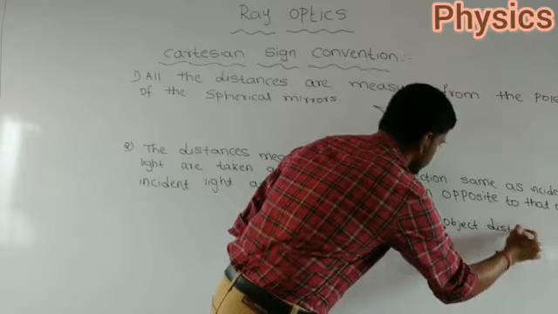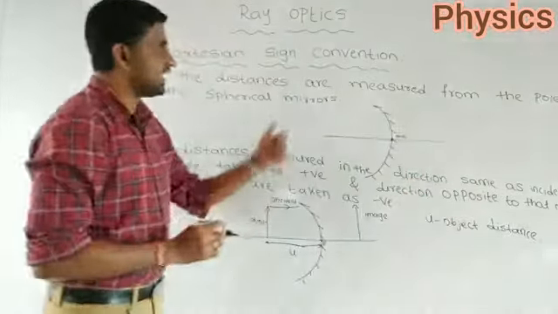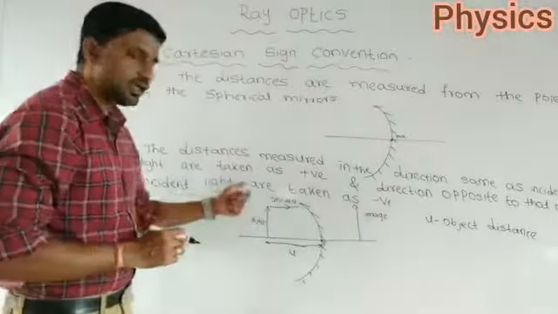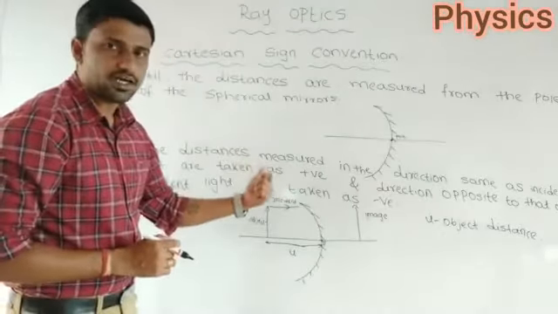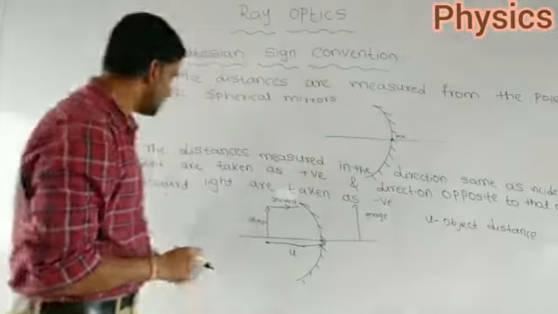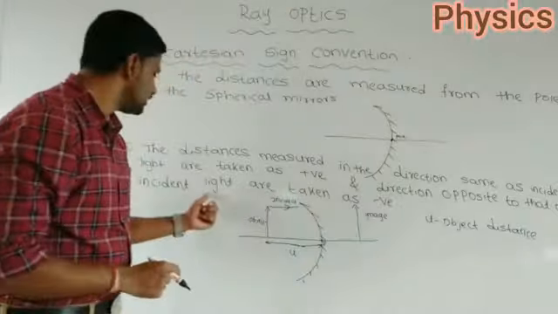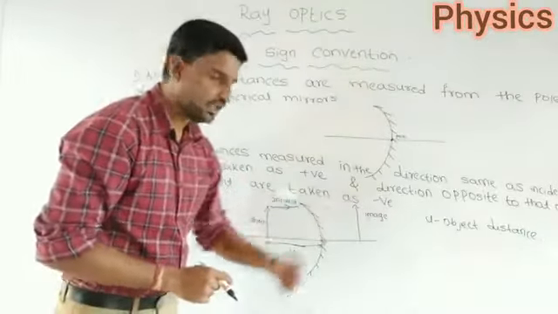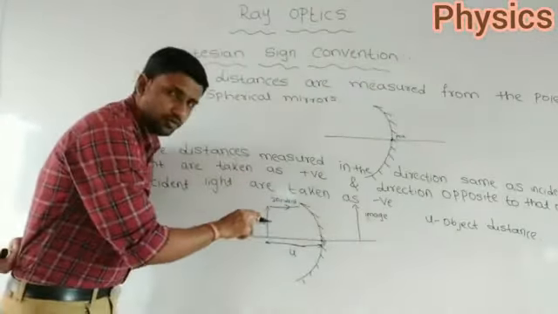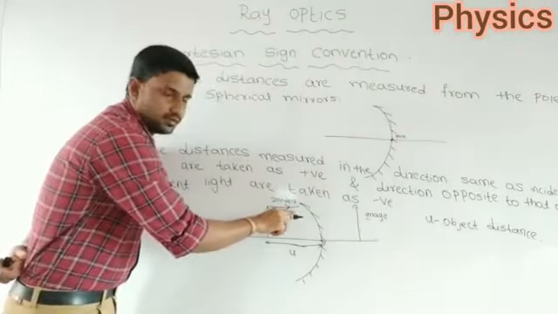Object distance. But here we have to use sign convention. We know that according to the Cartesian sign convention, distances measured in the direction same as that of the incident light are taken as positive, and direction opposite to that of incident light are taken as negative. So if you observe here, this is the direction of incident light, right?